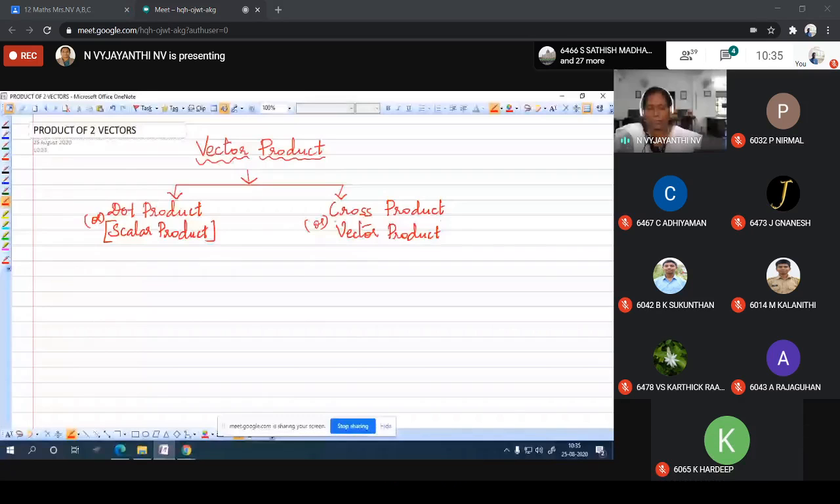No, in dot product, if you multiply two vectors, you will be getting a scalar as the answer. Scalar product means you will be getting a number as an answer. But in vector product, you will again be getting a vector as the answer. So that is the difference between dot product and cross product. If you multiply two vectors, either it can be a scalar or it can be a vector. So it depends upon the condition when we will be getting a scalar or when we will be getting a vector.